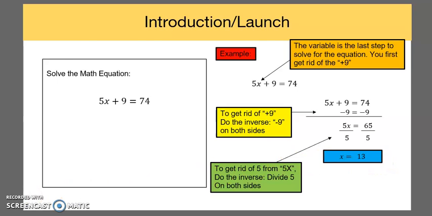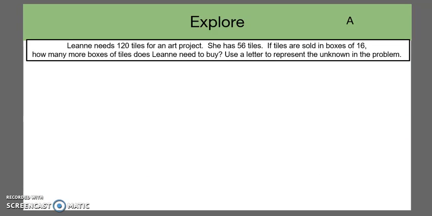We're going to go over two questions. In this problem, we see Leanne needs 120 tiles for an art project. She has 56 tiles. If tiles are sold in boxes of 16, how many more boxes of tiles does Leanne need to buy? Use a letter to represent the unknown in the problem.